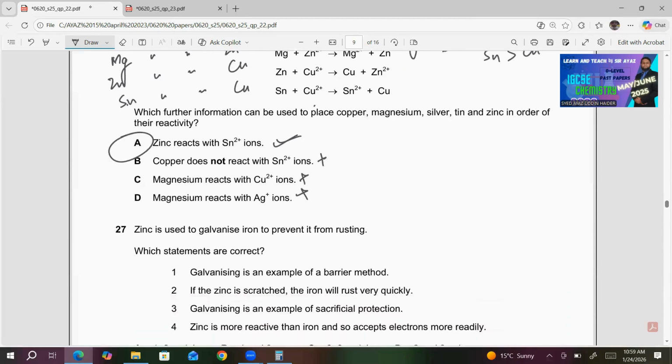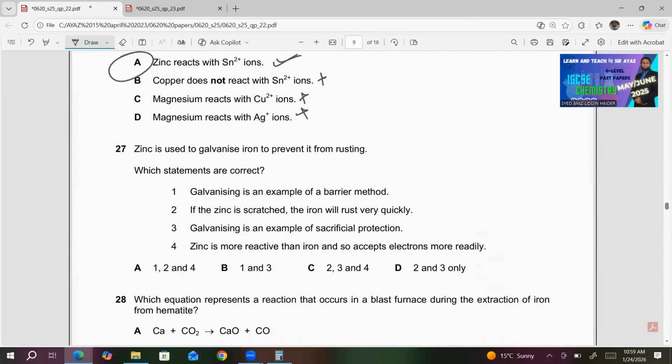Moving to the next MCQ, which is 27. Zinc is used to galvanize iron to prevent it from rusting. Which statements are correct? Number one, galvanizing is an example of a barrier method. This is correct because galvanizing does provide a barrier, and this will prevent iron from rusting. So one is correct. So either A is correct or B is correct. C and D are incorrect.